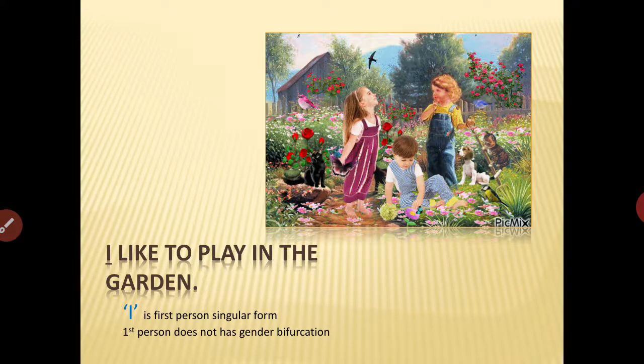Here you can see the next sentence: I like to play in the garden. Now the word I is the first person here, and when the word I comes as a first person, it is a singular form. So first person and second person are not bifurcated on the basis of gender. Only third person is bifurcated on the basis of gender.